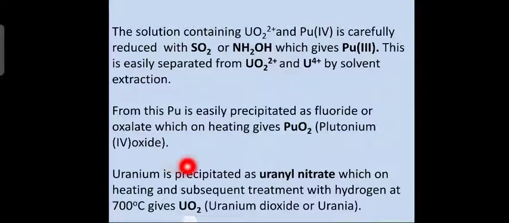Uranium is precipitated as uranium nitrate, which on heating and subsequent treatment with hydrogen at 700 degrees Celsius gives UO2, that is nothing but uranium dioxide.